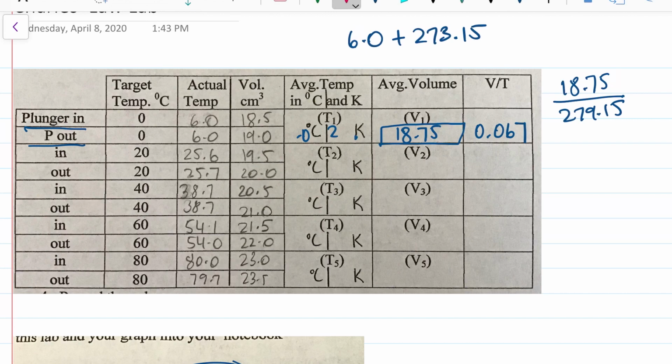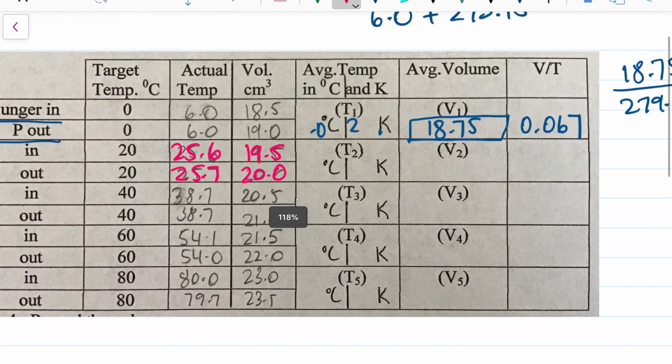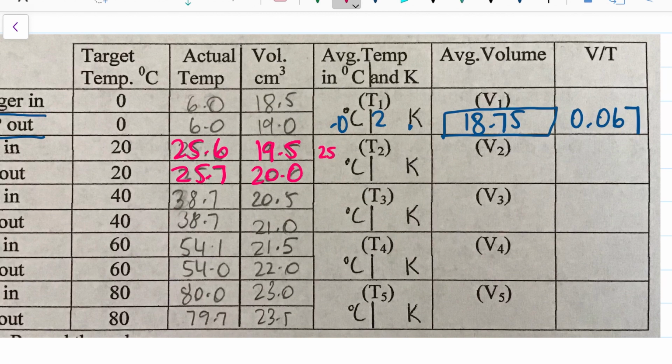All right, so the next one: at the end of the 3 minutes, when I pushed my plunger in, my temperature was 25.6. When I pulled the plunger out, my temperature was 25.7. My first volume was 19.5, the plunger in value. The plunger out value is 20.0. So now I need to find the averages of these values. When I find the average of the temperature, I get 25.65 degrees Celsius, and then I have to convert that to Kelvin.